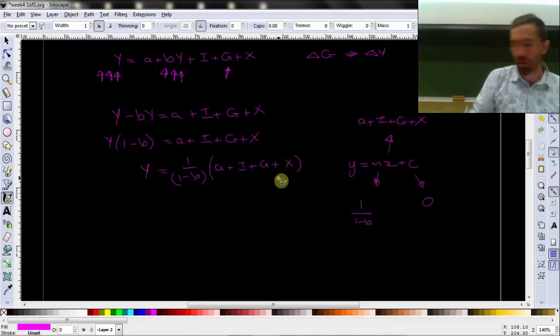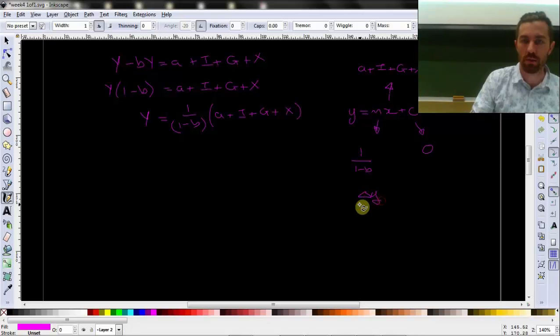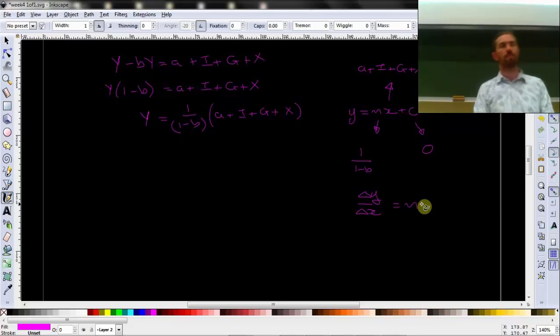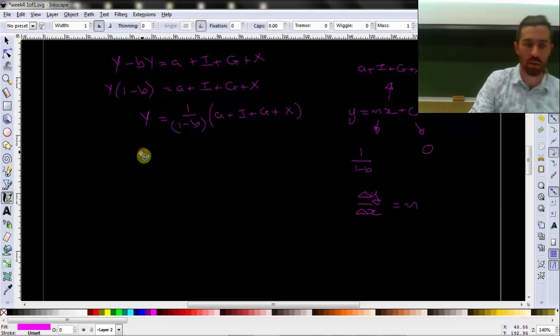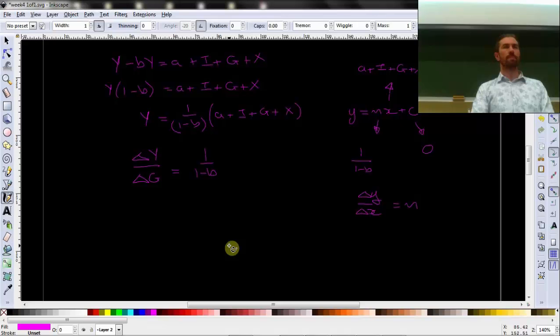So if I want to know what is going to be the change in y if I change x, well, I know how to do that. It's change in y over change in x equals m. Okay? So what's it going to be in my equation here? Change in y over change in g equals m. What is m? 1 over 1 minus b. Okay?